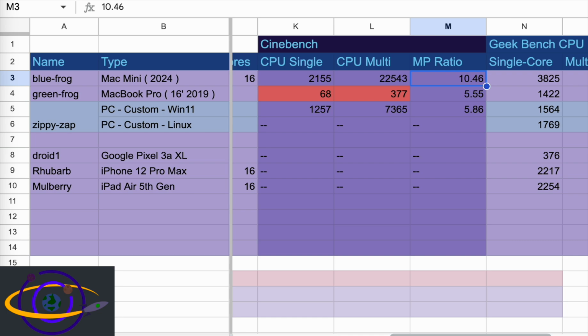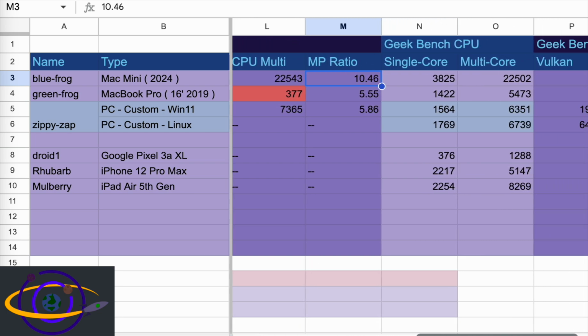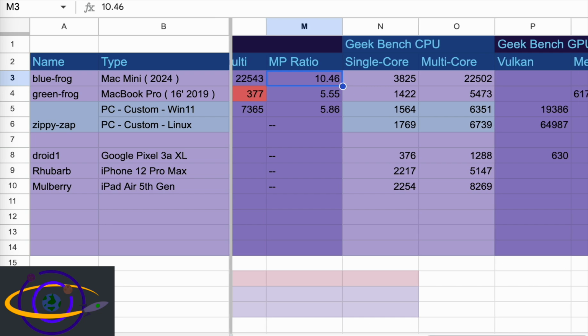Now, let's move along to Geekbench results. Let's ignore the GPU stuff for now and just look at Geekbench CPU. Now, single core, we've got the Mac, and Geekbench does break things down into the individual tests.